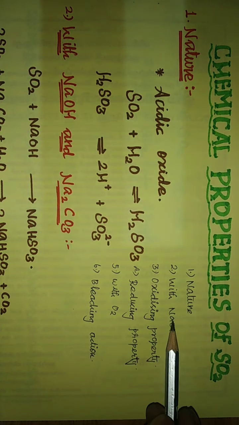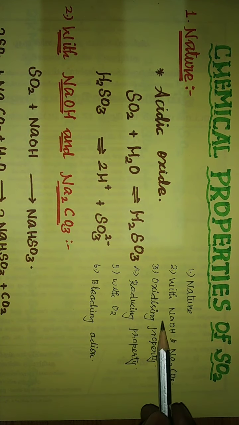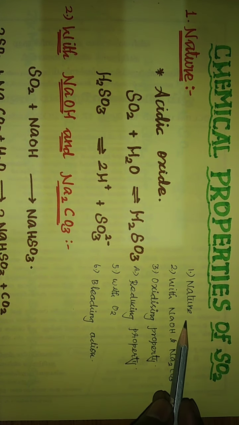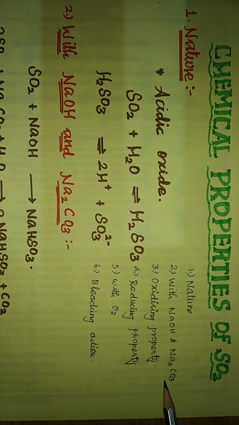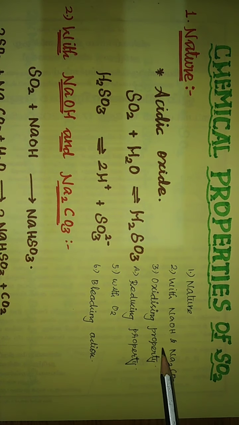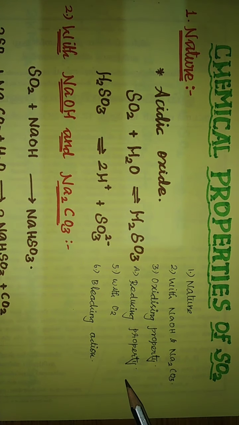So in this concept, we are going to discuss these headings. The first one is the nature of sulfur dioxide. The second is how sulfur dioxide reacts with sodium hydroxide and sodium carbonate, that is NaOH and Na2CO3. The third is the oxidizing property of sulfur dioxide. The fourth is the reducing property, how sulfur dioxide reduces other species. The fifth is reaction with oxygen. The sixth is bleaching action. So these are the chemical properties we are going to discuss.